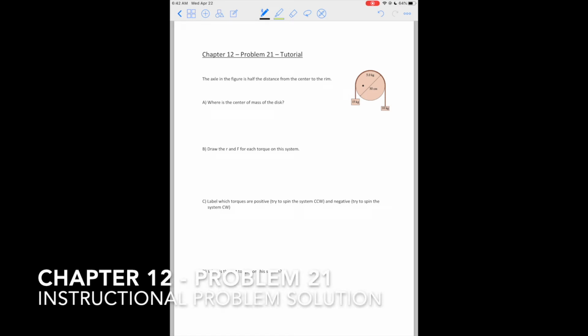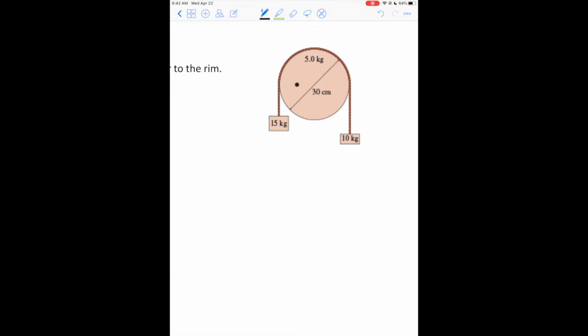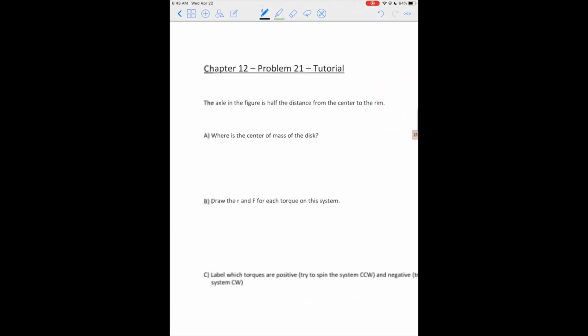Hi folks, we're talking about tutorial problem number 21 from chapter 12, and it reads, the axle in the figure is half the distance from the center of the rim. So this black dot is our axle here in our picture, right? So we're assuming that it's half the distance from the center, so we know the diameter is 30 centimeters. Radius would be 15 centimeters. So this thing is 7.5 centimeters from the rim.